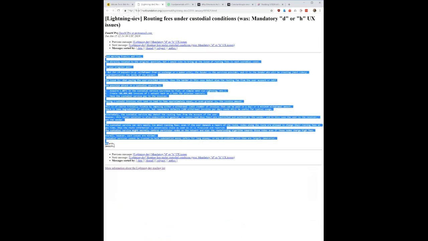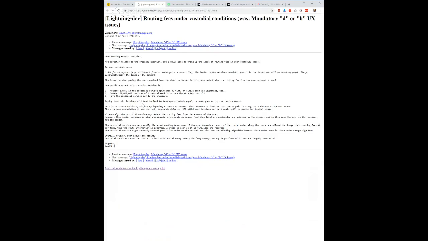All right, here's another one: routing fees under custodial conditions. This is by the anonymous developer ZmnSCPxj. Nobody knows who this guy is, but this developer actually contributes quite a bit, and whenever this person says something, you really should read it, especially on the Lightning Dev mailing list.